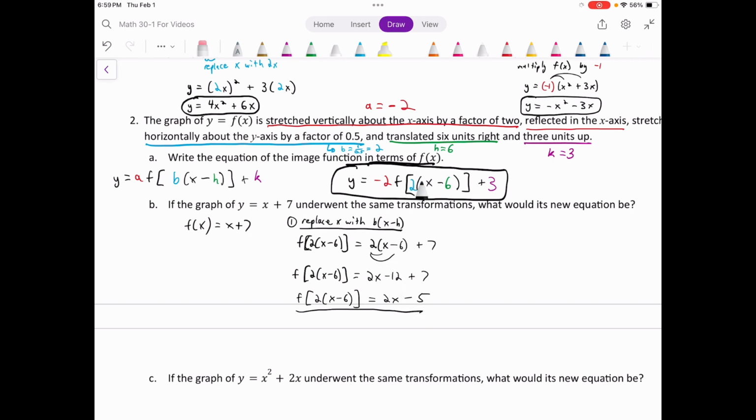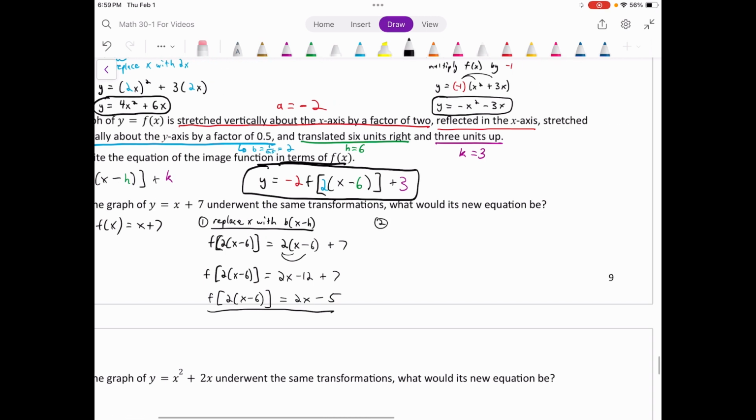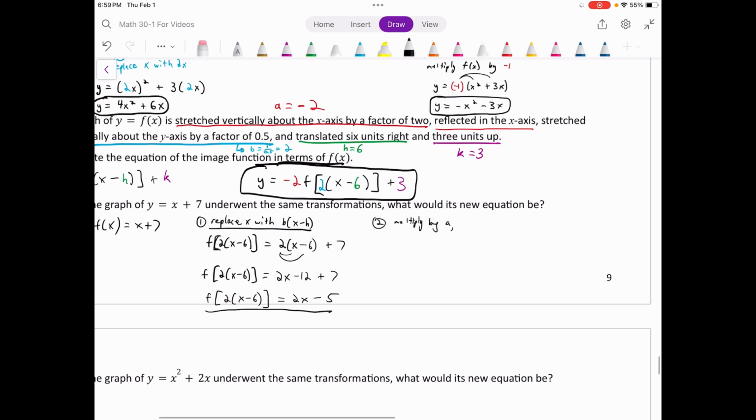And we can refer back to here, and it says, okay, well now multiply it by negative 2 and add 3. We just found this part. So we can multiply by a and add our k. We kind of do the inner stuff and then the outer stuff, the x stuff and then the y stuff, so to speak. So now we know that y is equal to a times f of 2x minus 6 plus 3.